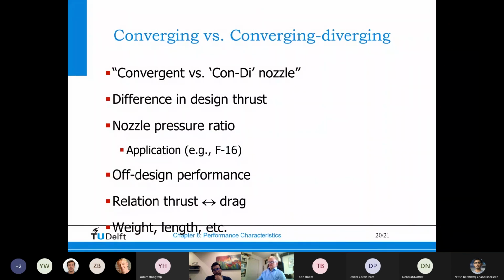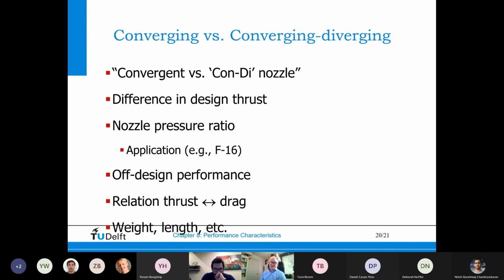So there are several aspects to actually applying a convergent-divergent nozzle, or a Con-D nozzle, and that is that the off-design performance is different. The relation between thrust and drag becomes different because the divergent part will also represent some aircraft drag. It will mean additional weight and length. So it's also a design choice to choose a Con-D nozzle.